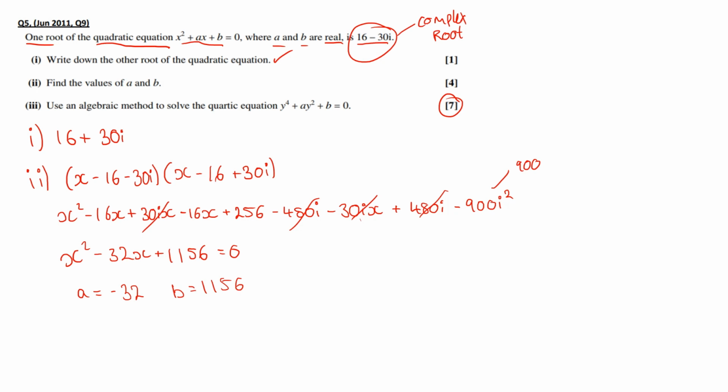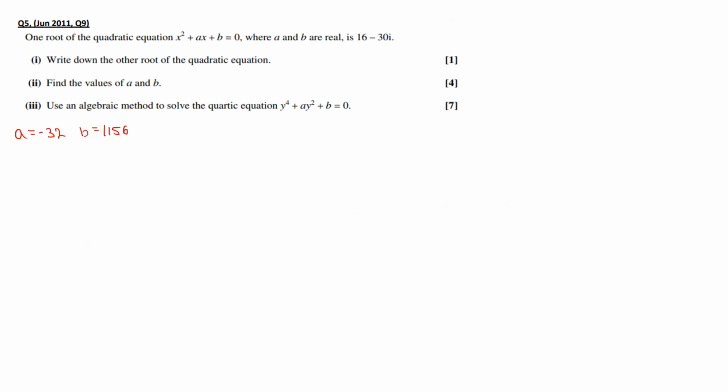This 7 marker I'm going to do on the next sheet of paper, so I have a bit of room. Right guys, so we move on to question 3. It says use an algebraic method to solve the quartic equation y to the 4 plus ay squared plus b. And we have these coefficients we found before.